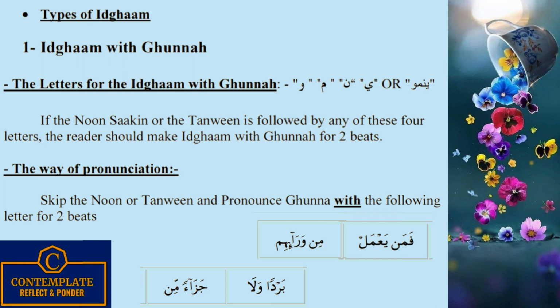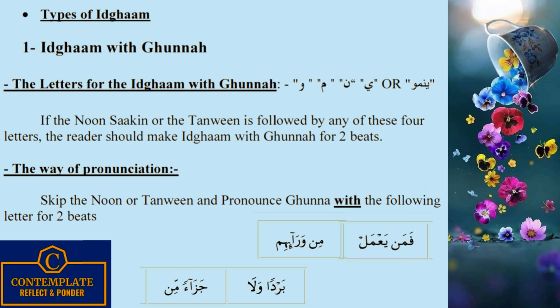Whenever the reader has to recite idgham, any word which is idgham with gunna, he must skip the noon or tanween. The first step is to skip the noon or tanween, and another step is to pronounce gunna with the following letter. Which will be the following letter? It may be ya, noon, mim, or waw. And for how many beats does a reader have to pronounce? It's for 2 beats.